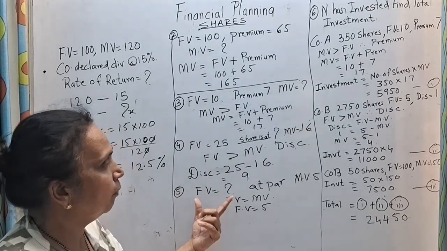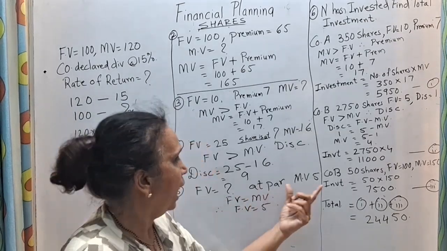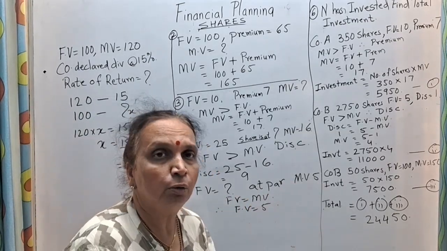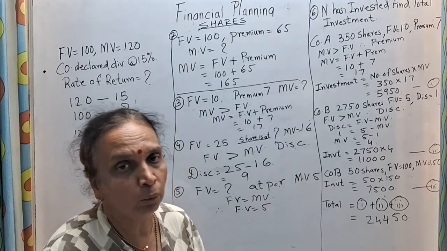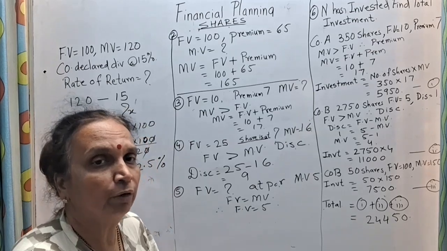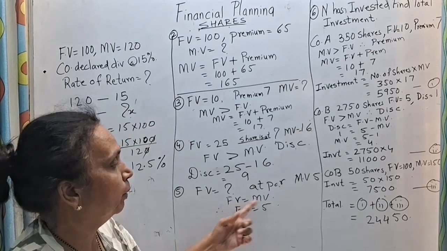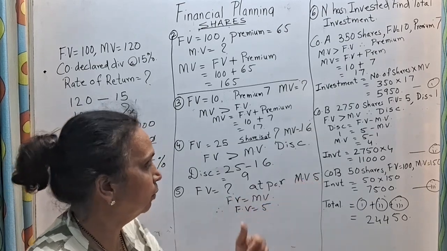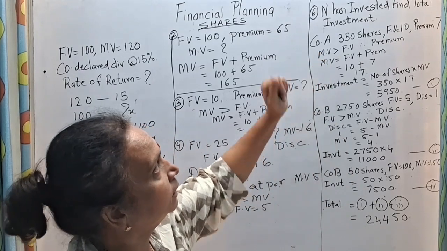Then face value they have asked you, question mark. They have told you the share is at par, and the market value they have given you is 5, and they have asked you the face value. So if the share is at par, what do you know the meaning of par? Par means the face value is equal to market value, and therefore face value is equal to market value. So market value they have given 5, so face value also will be 5. Now we will take the next example.